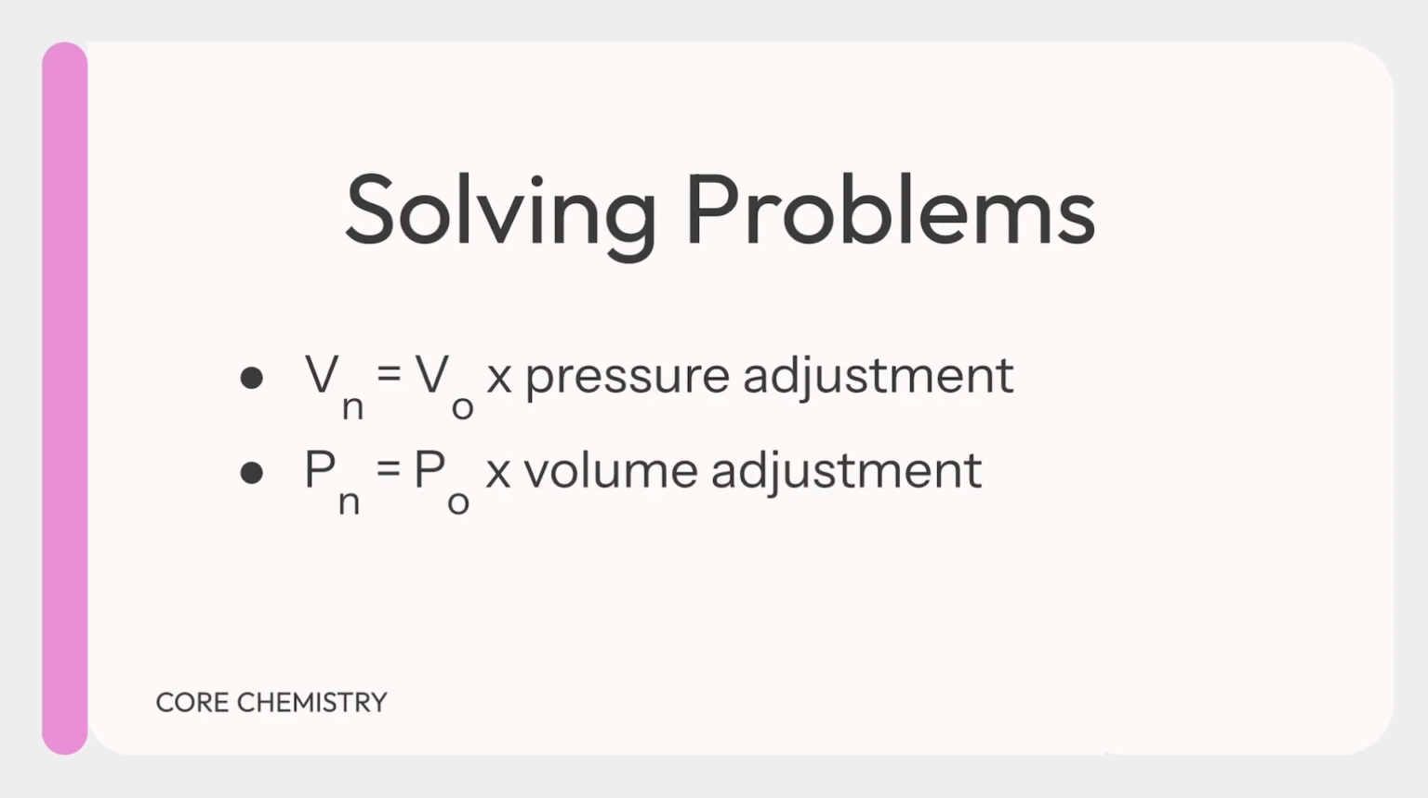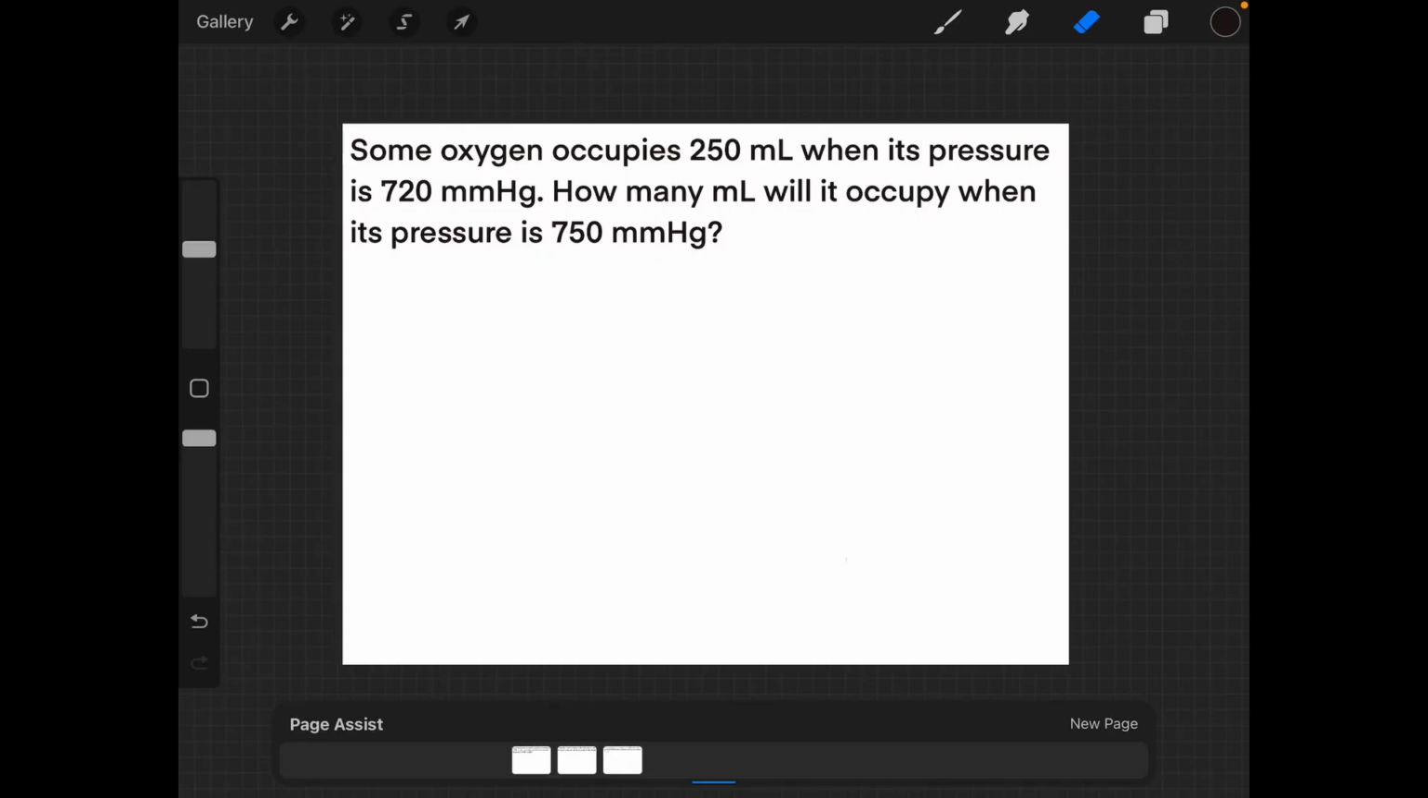When you are solving problems or equations relating to Boyle's law, you will need to understand these formulas. To better explain these formulas, I'm going to provide an example problem as a visual. The first thing you need to know is that whether you are finding a new volume or pressure, you will need to figure out the old variable and the necessary adjustment.